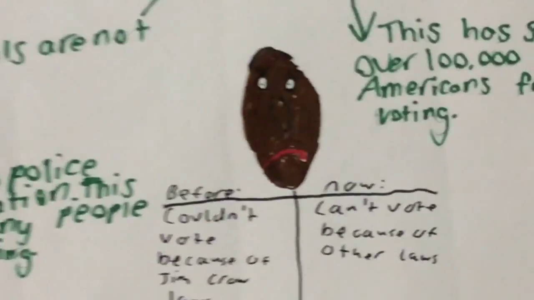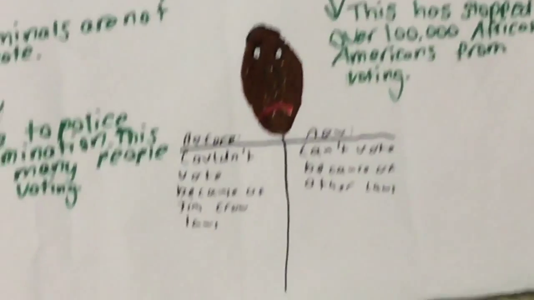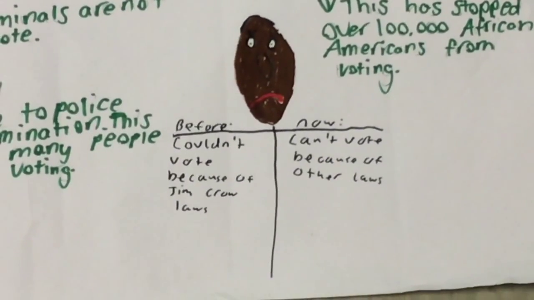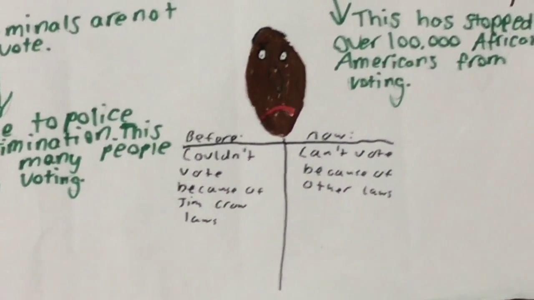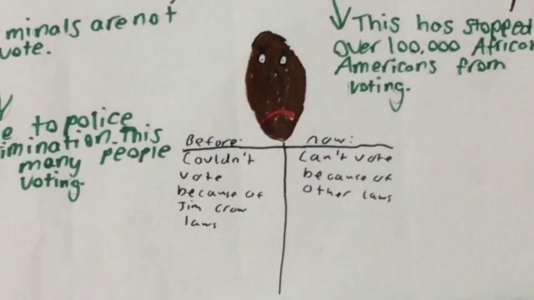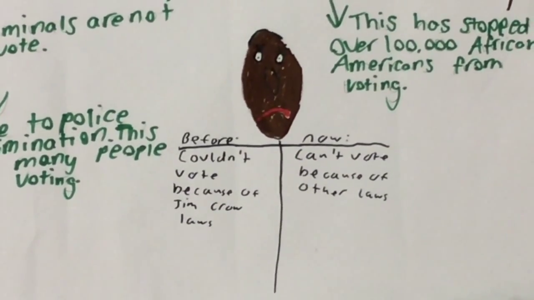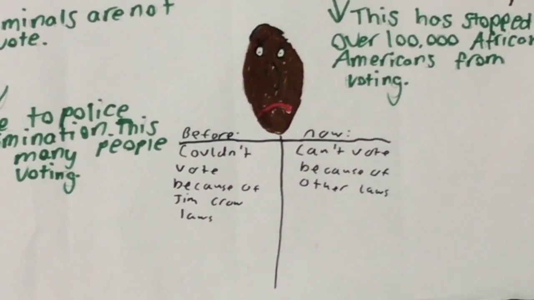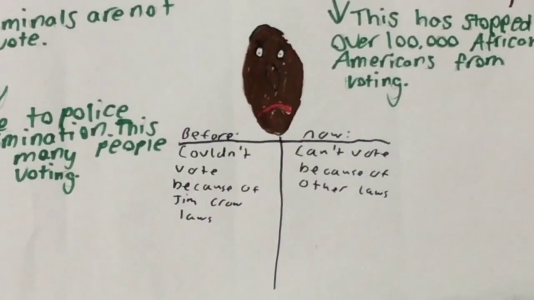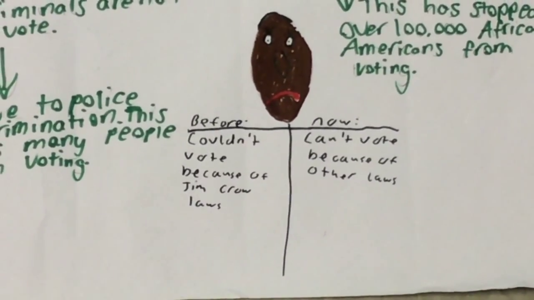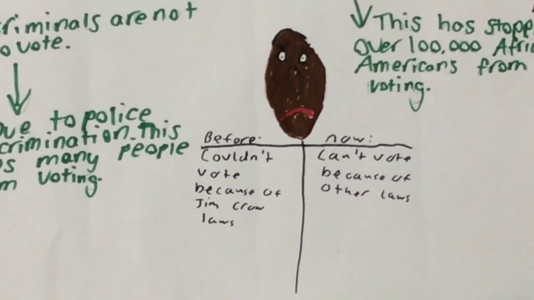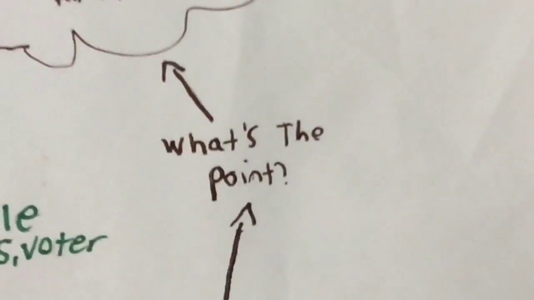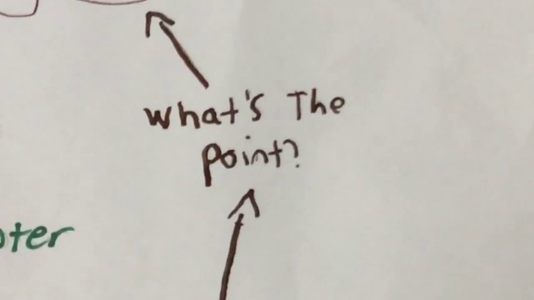So we've gone from an idea where they previously couldn't vote because of Jim Crow laws, to now they just can't vote because of other laws, other things that have been put in place by our government. So now I think we've pretty clearly discussed how past Jim Crow laws have impacted today's current U.S. population. But what is the point?